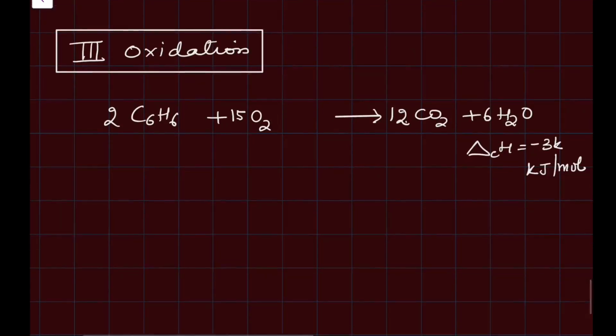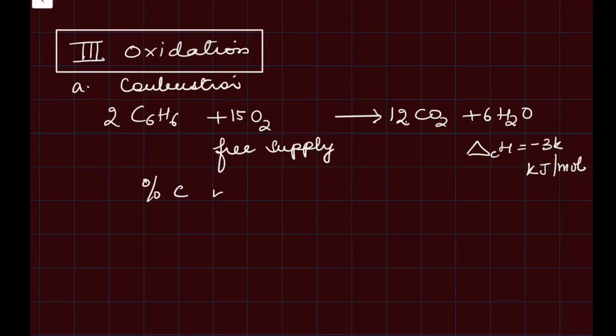So the first one is combustion, where we take a free supply of oxygen. The percentage of carbon is high, so it burns with a sooty flame.